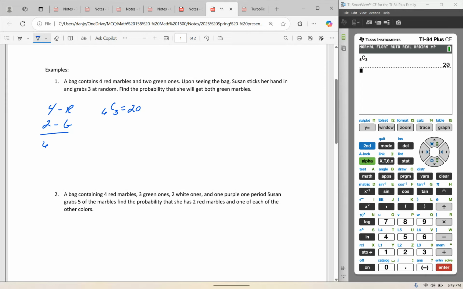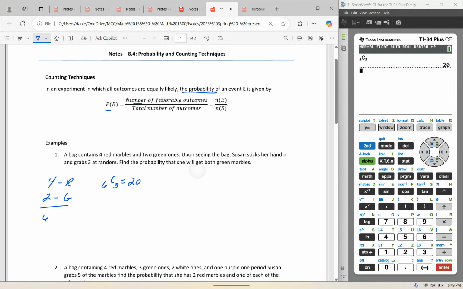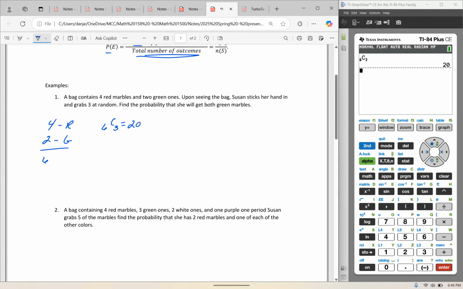In the previous video, I did a tree diagram. We could list all the possible outcomes and count them. We don't really need to do that. There are 20 possible outcomes. So in our probability here, the probability of E, the total number of outcomes is our denominator. So we have a denominator of 20 total outcomes. Now, there are only 2 green marbles, so she does need to choose both of the 2 green marbles.